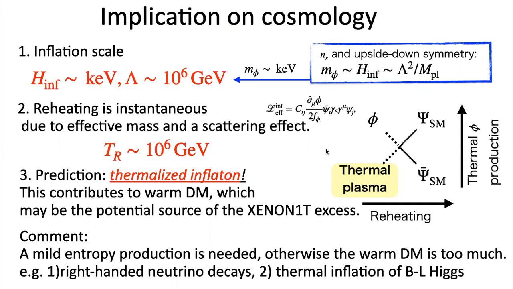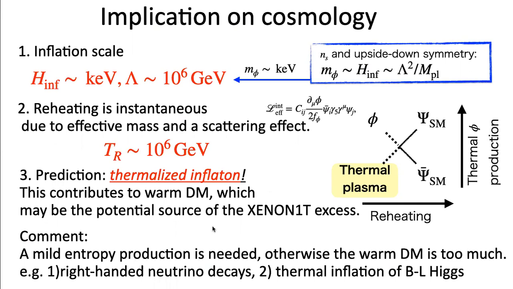Since this diagram also contributes to the thermalization of the inflaton, the thermal plasma scattering with thermal plasma produces the inflaton. So if the reheating is successful, the inflaton is thermalized. We consider this thermalized inflaton remains until today, which contributes to the warm dark matter. So this warm dark matter may be the potential source of the XENON1T excess.